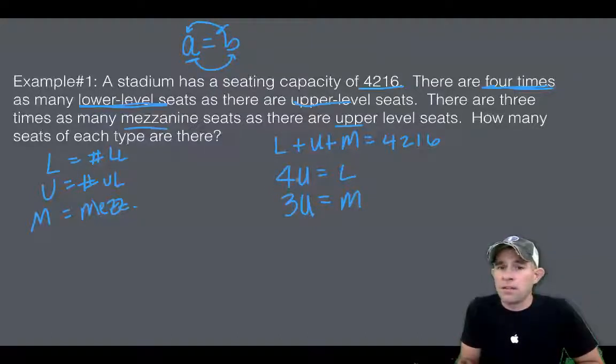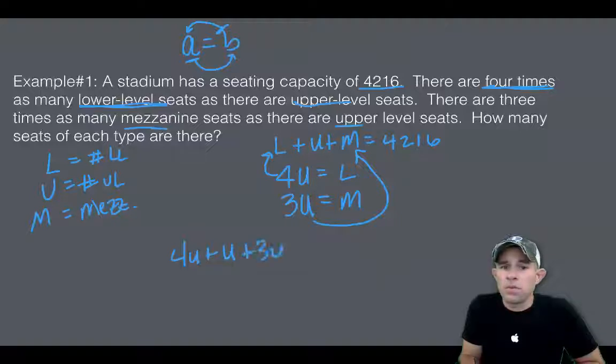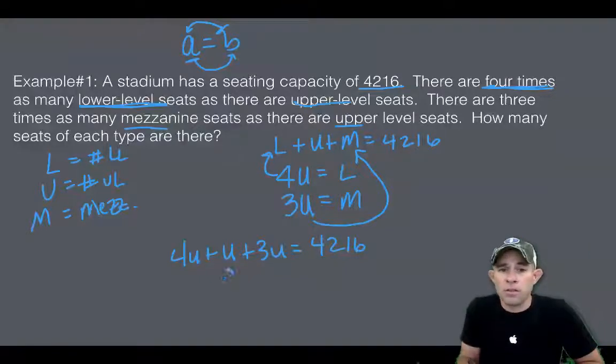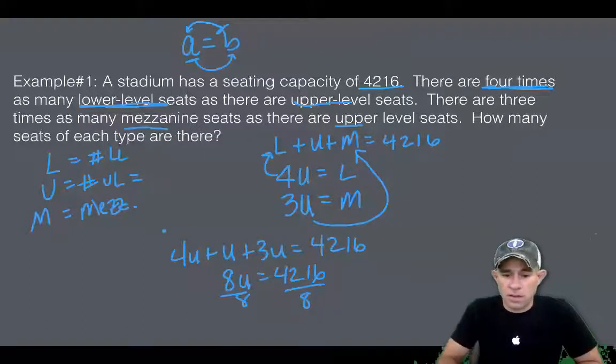Now, I see that L is equal to 4U and M is equal to 3U, so I am going to substitute 4U in for L and 3U in for M into my original equation. So I have 4U plus U plus 3U equal to 4,216. Now I have one equation with one unknown, or one variable, U. I can combine all those like terms. That gives me a total of 8U equal to 4,216. Now when I divide to solve for U, the number of upper level seats should be equal to 527.